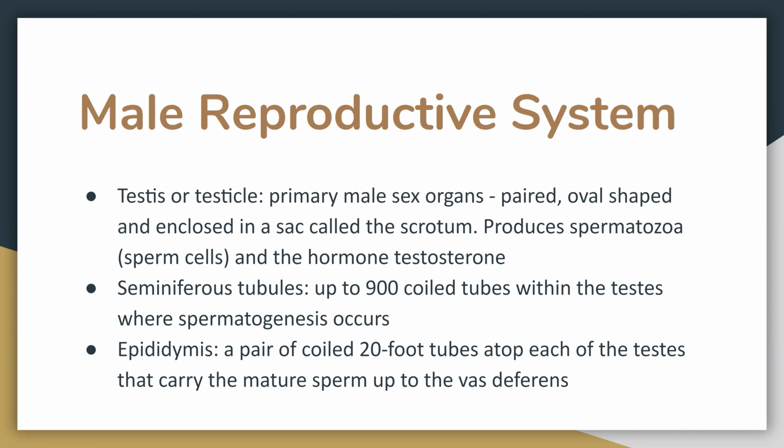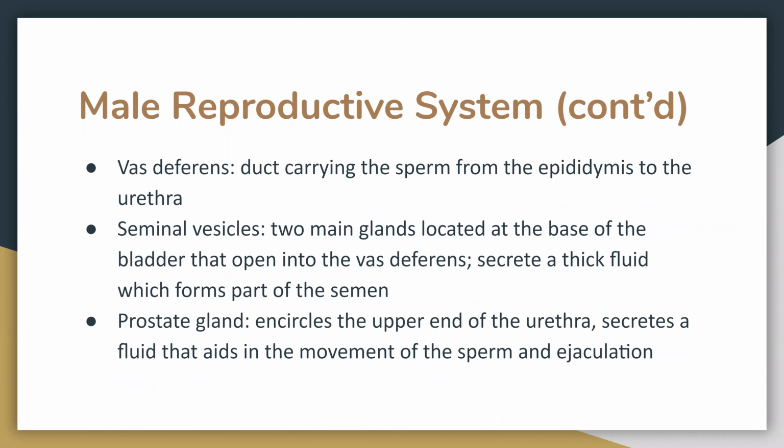The epididymis is a pair of coiled 20-foot tubes atop each of the testes, and it carries the mature sperm up to the vas deferens. The vas deferens is the duct carrying the sperm from the epididymis to the urethra.